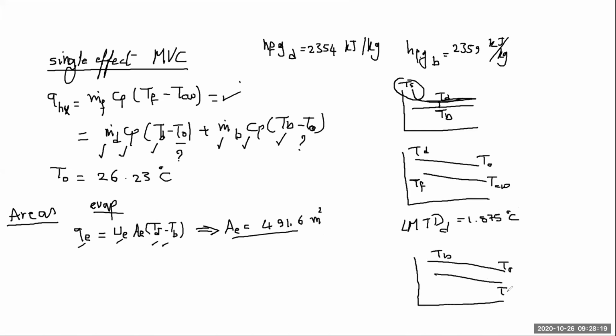We have the other heat exchanger in which the brine is cooled down to T naught and the feed is heated up to TF, and the log mean temperature difference for the brine preheater is going to be calculated as 0.878 degrees Celsius. Areas then, area of the distillate preheater is obtained from the energy balance. Let me put it in the form of a balance better.